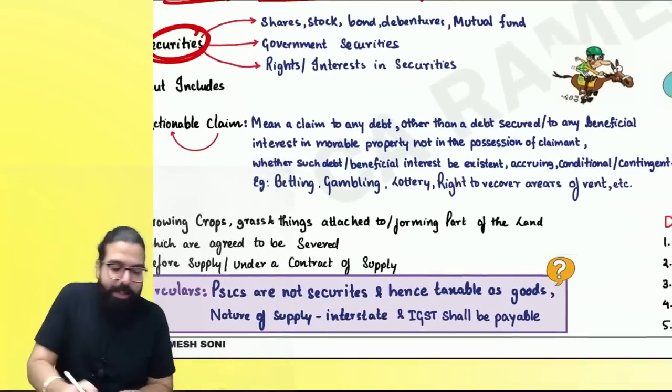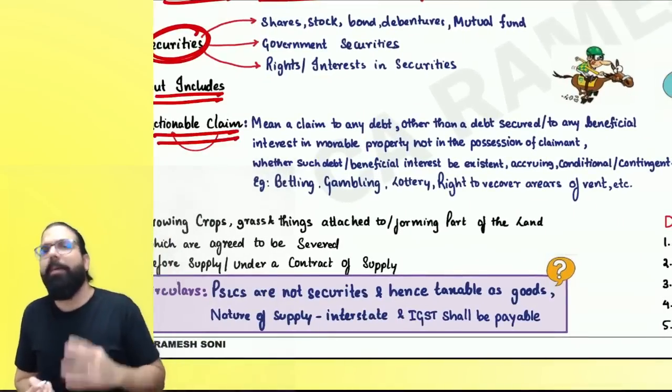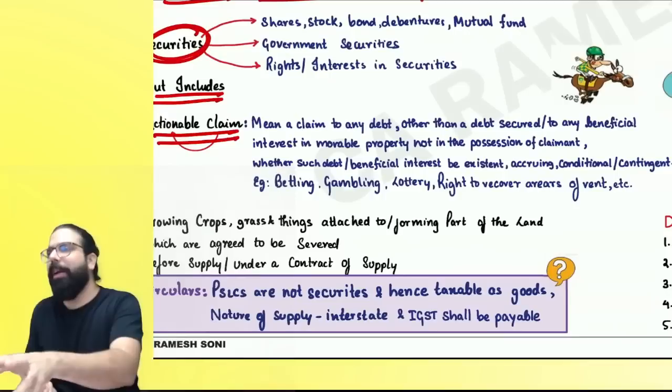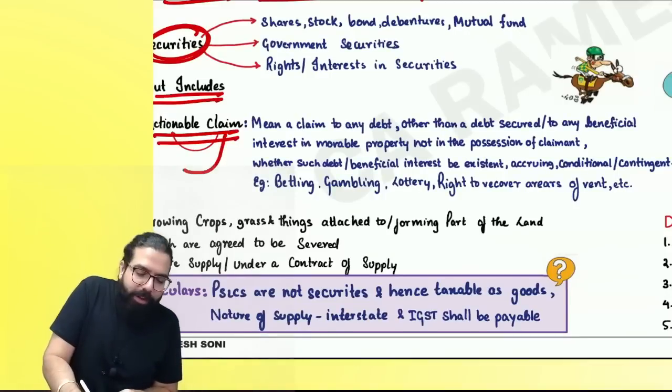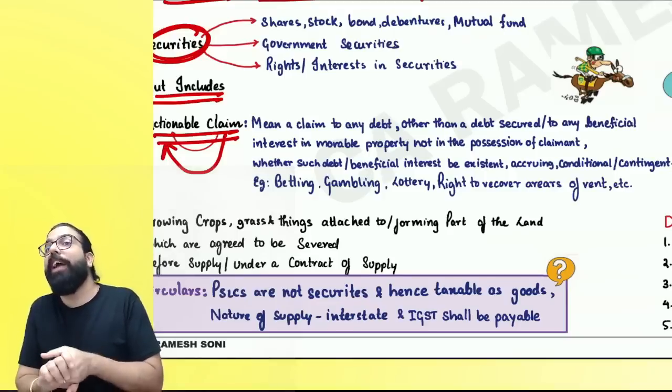Can we go ahead, everyone? Then it says, but includes actionable claim. I always tell the student to remember it like this: any claim for which you can take an action in the court of law. It's my right to receive.